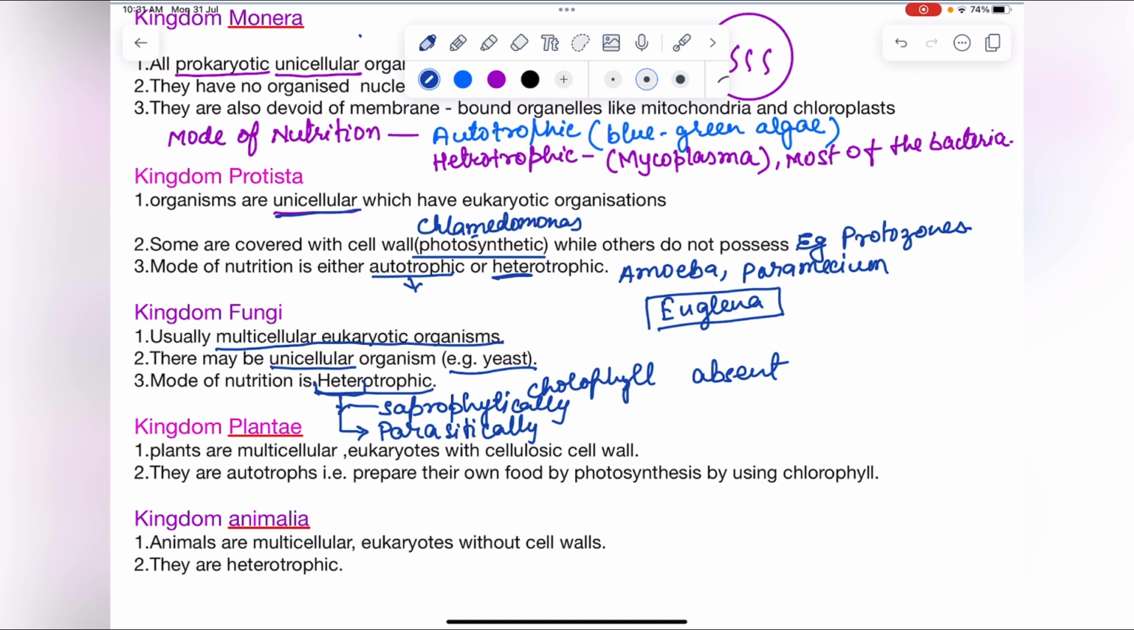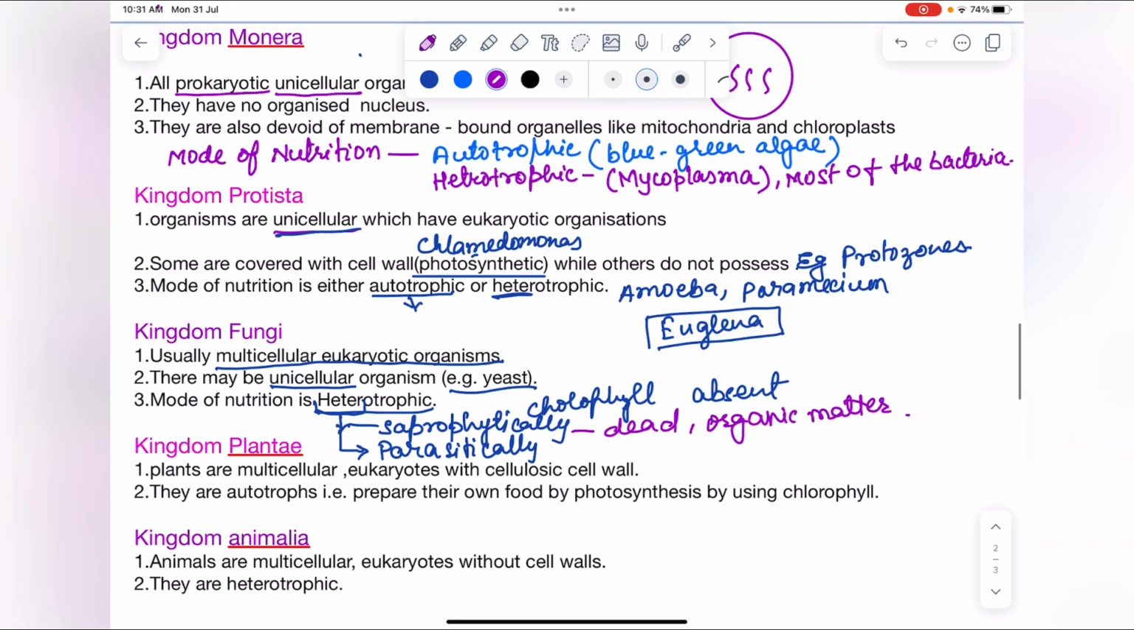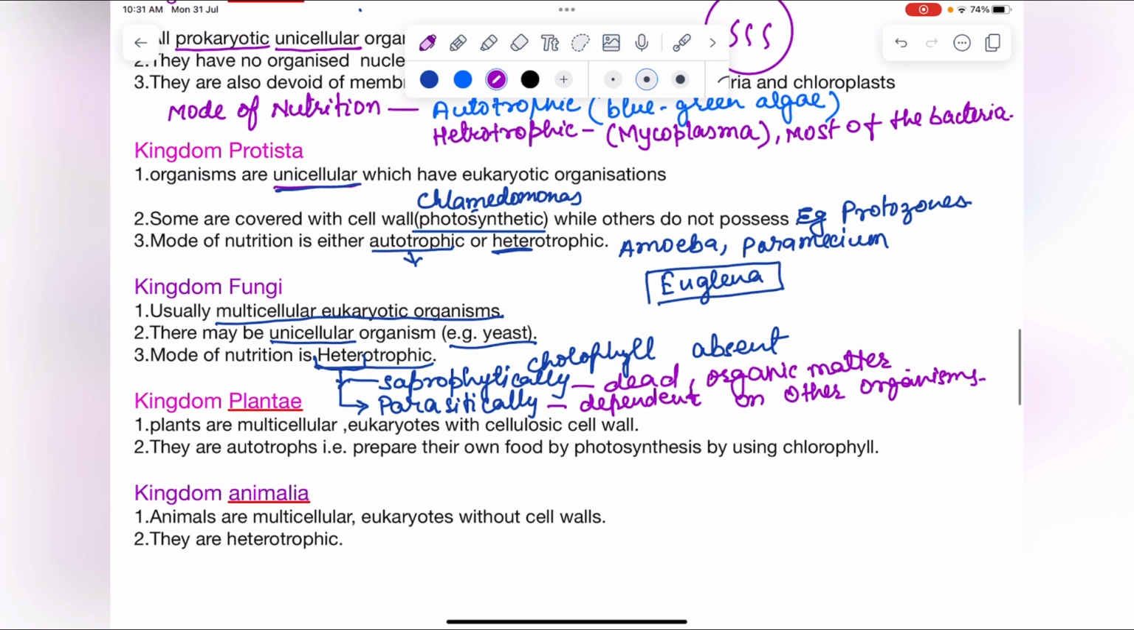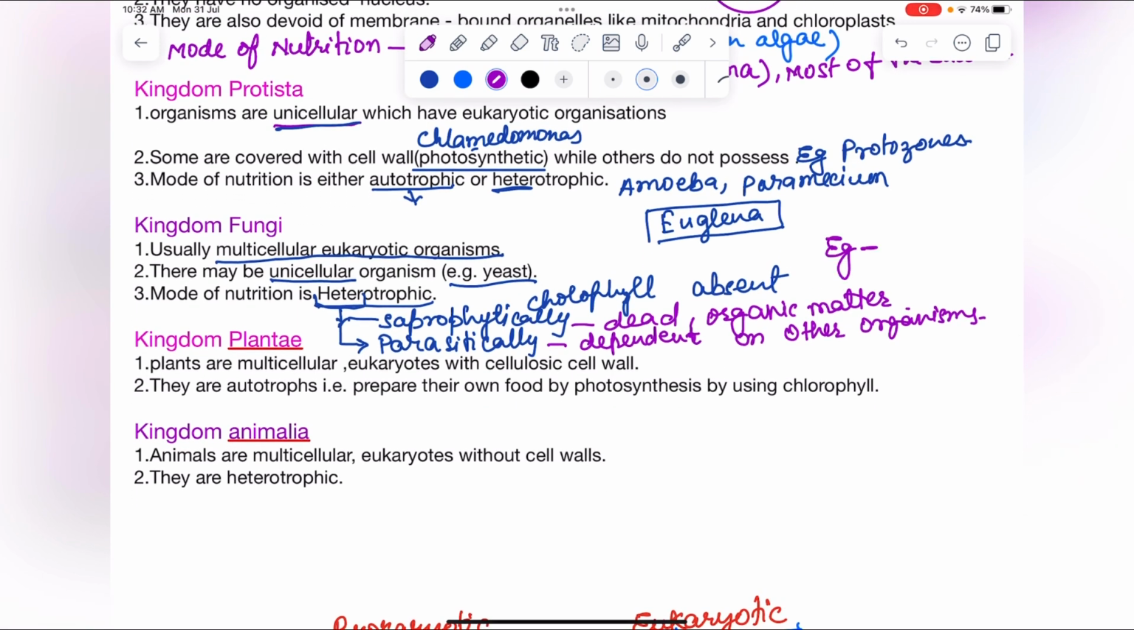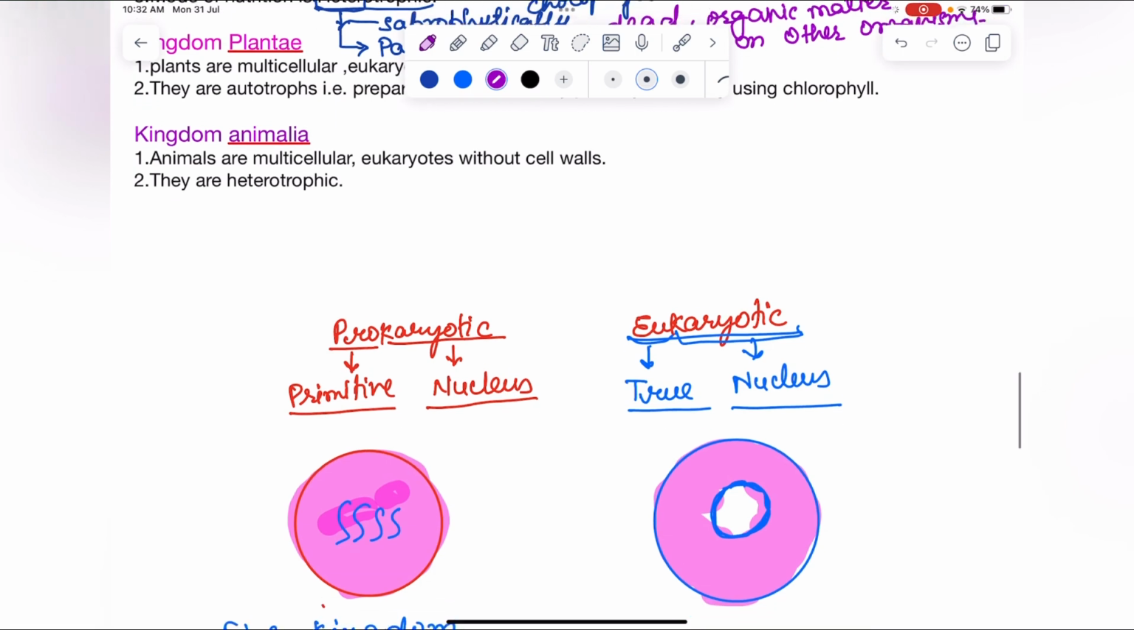Saprophytically means they are dependent on dead, decaying organic matter. Parasitically means dependent on other living organisms. The cell wall is made up of chitin. Examples are yeast and mushrooms; these are the examples of kingdom fungi.